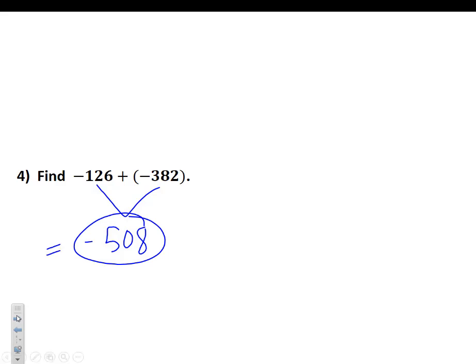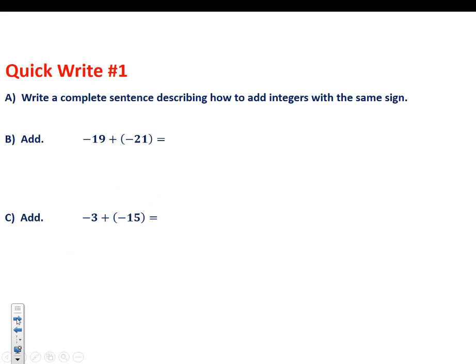Same sign, add and keep. Ladies and gentlemen, same sign, add and keep. How many times do I have to say that? So, ladies and gentlemen, at the moment, you have 3 quick writes to do. Your first one is to write a complete sentence, and you have two math problems to do, adding integers with the same signs. Get those done.